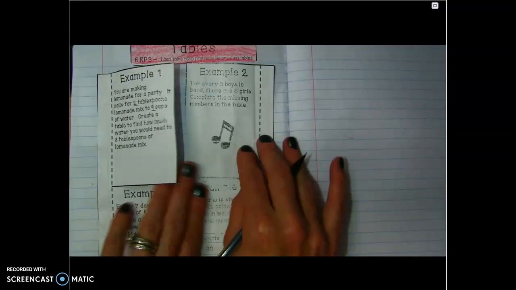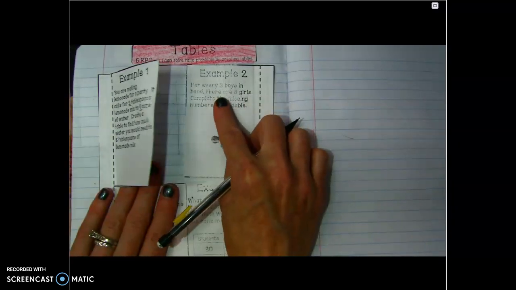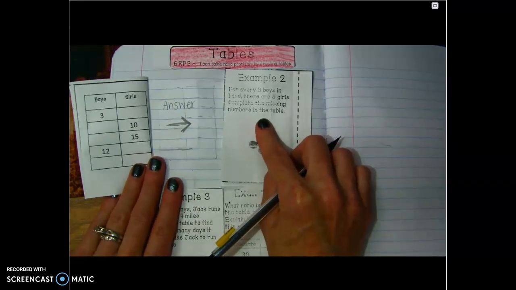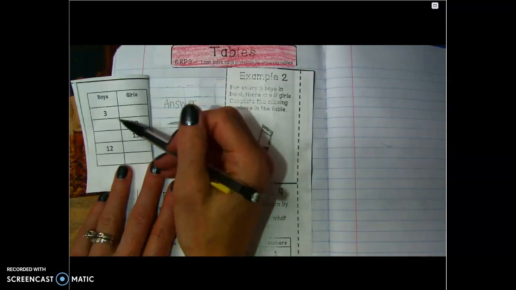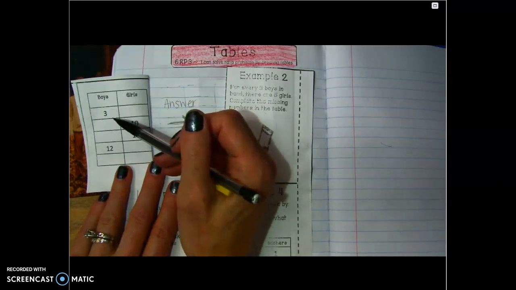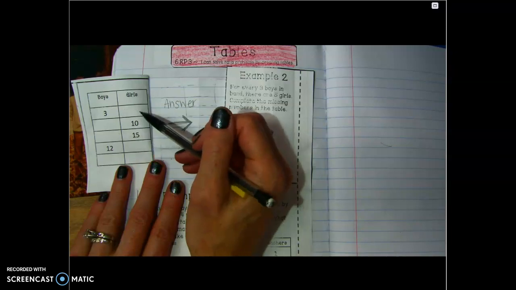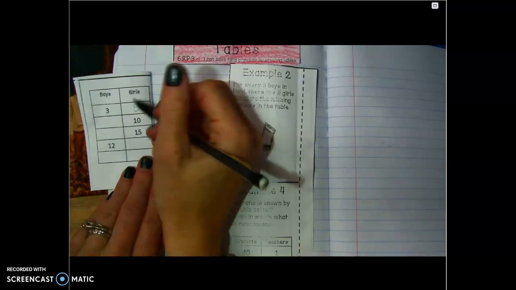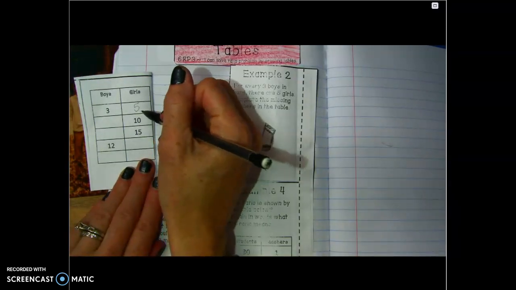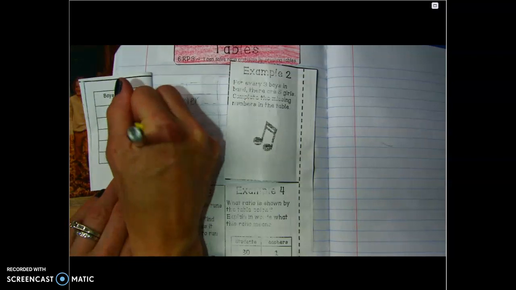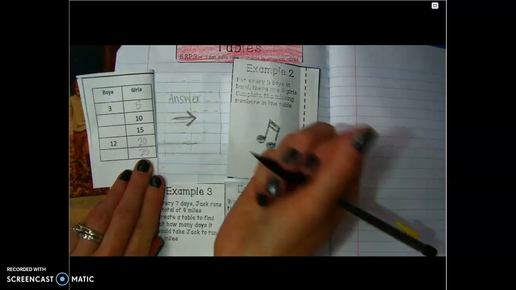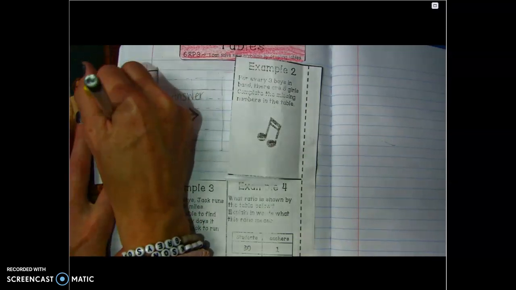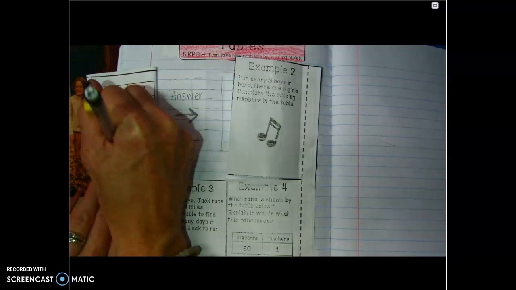All right, let's look at example 2. It says for every 3 boys in band, there are 5 girls. Complete the missing numbers in the table. So this is already filled in a little bit for us. We have boys to girls. I know for every 3 boys, how many girls do we have? 5. So we're going to put a 5 right here. So if we're counting by 5s with my girls, this is 5, 10, 15, 20, 25. And the boys, we're counting by what? 3. So 3, 6, 9, 12, and 15.